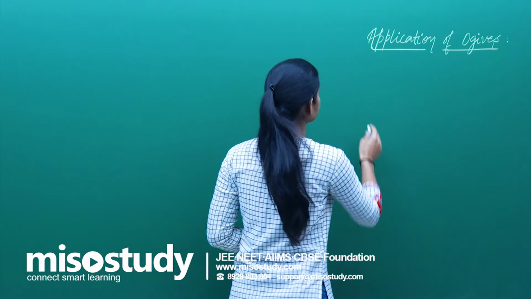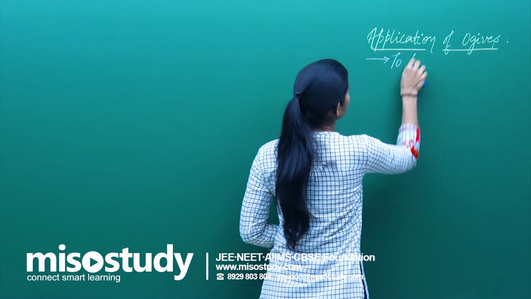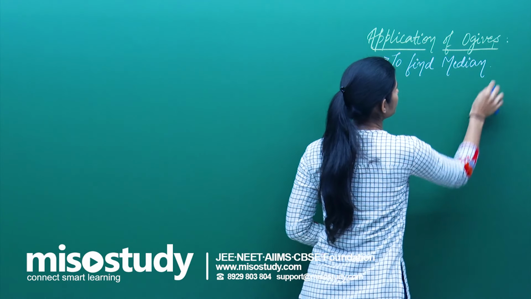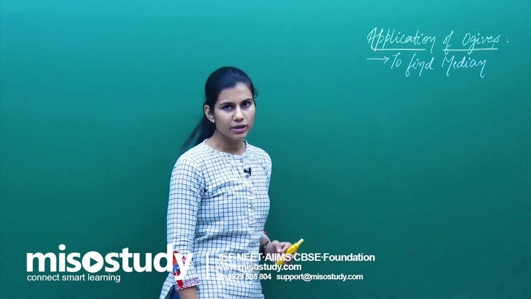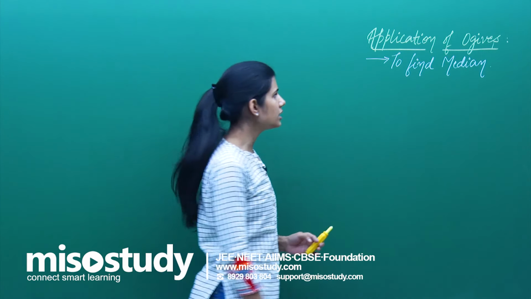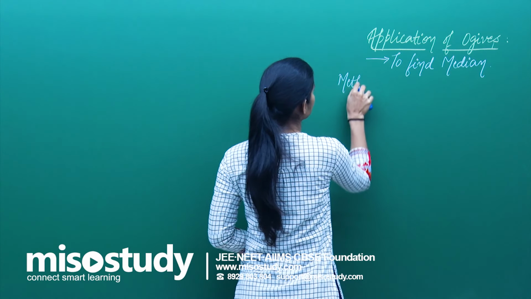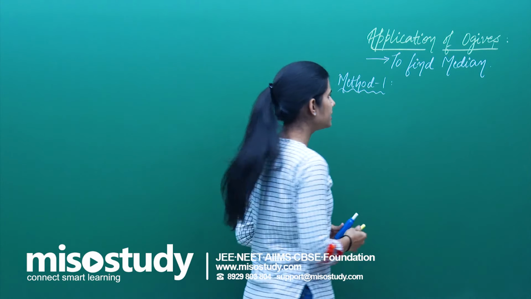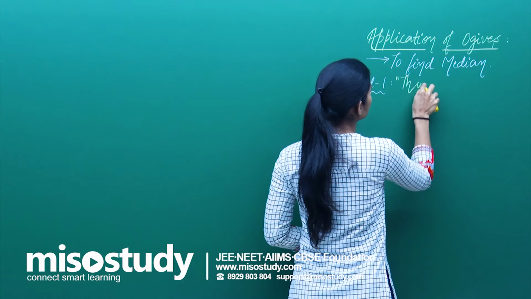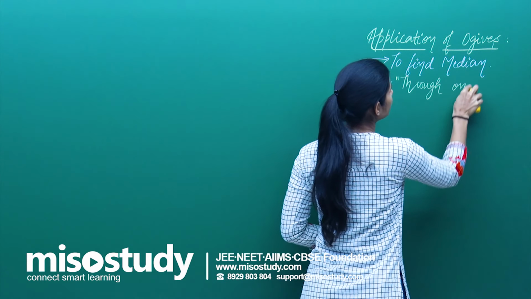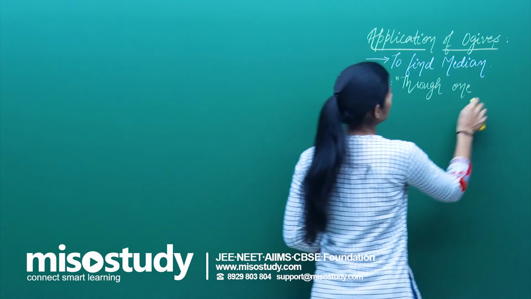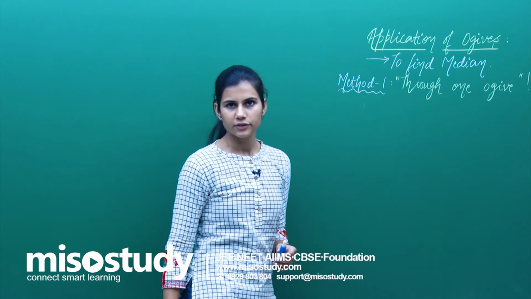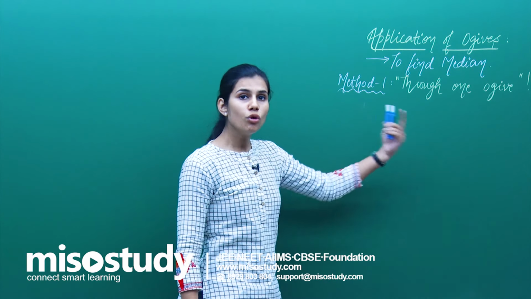What is the algorithm? First of all, the application is that we will be able to find the median of the given frequency distribution. How? There are two ways in which you can find median for a given frequency distribution. Here we will be discussing the first method, the first way. The first method is through one ogive. And method 2 is through two ogives.